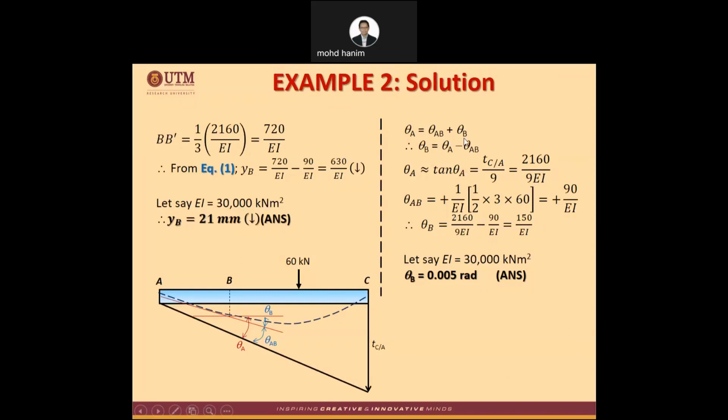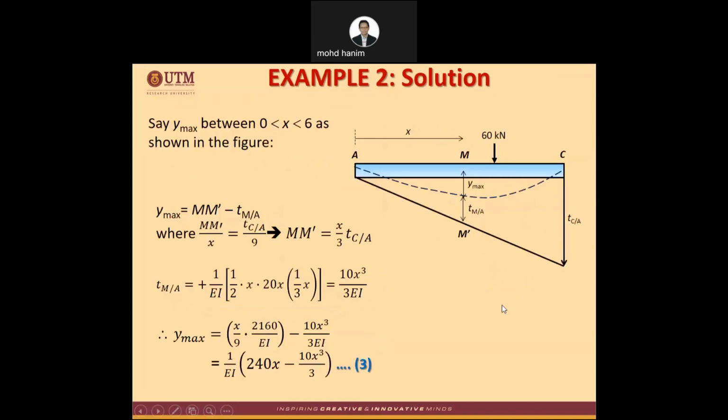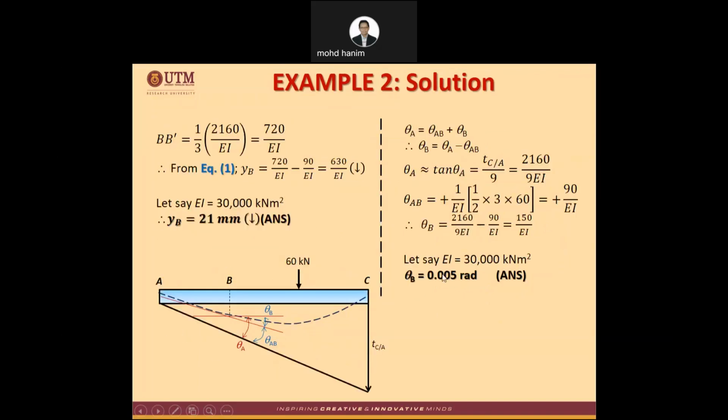What is this? This one. Theta B equal to theta A minus theta AB. Then equal to 150. So if EI equal to 30,000, theta B equal to 0.005 radian. Now, again, you can prove this answer using Macaulay method, using unit load method, using double integration method.